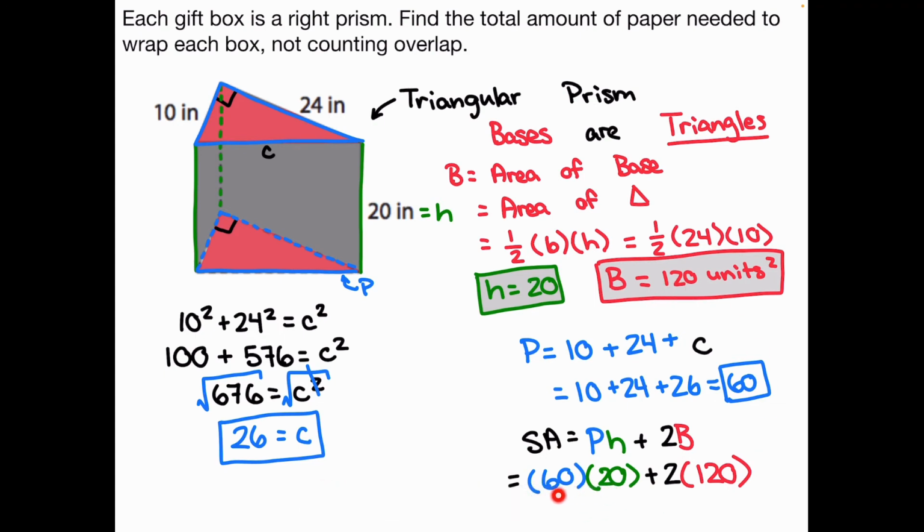60 times 20, well, that's 1,200. 2 times 120 is 240. 1,200 plus 240 will give us 1,440 units squared.